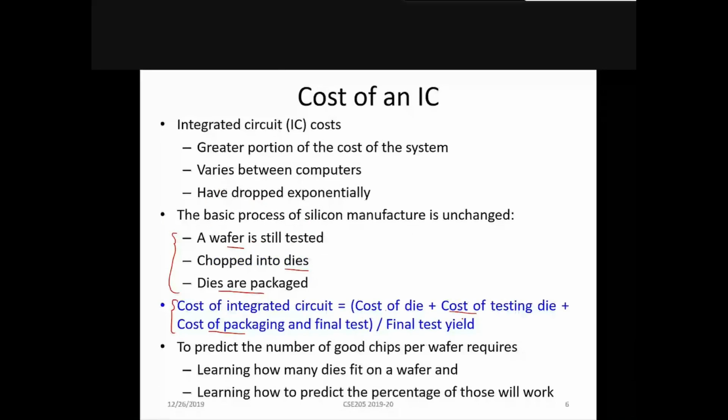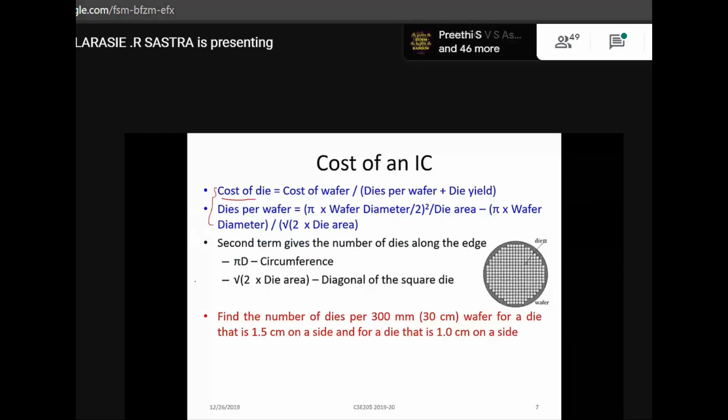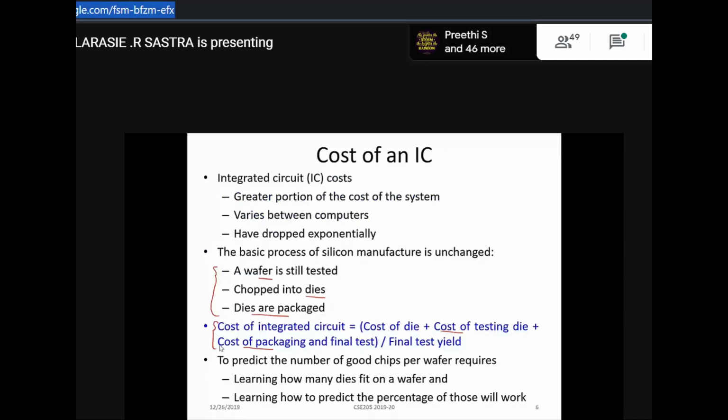And again, the cost of the die is equal to the cost of the wafer divided by the dies per wafer times the die yield. So this will be the wafer, and these things will be the dice. I'm repeating: whatever formulas are given here, please remember all of them. What will be the cost of an integrated circuit? What will be the cost of a die, and the dies per wafer? These three formulas, please remember.